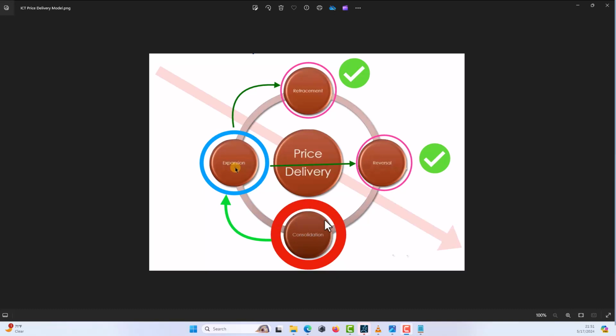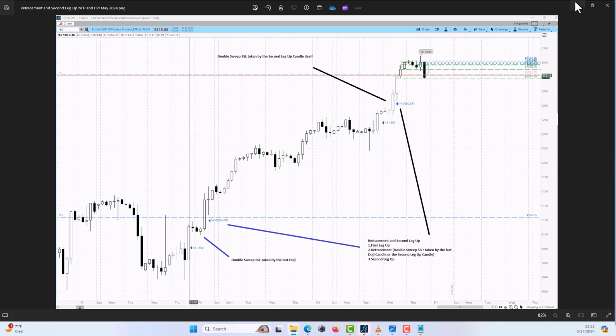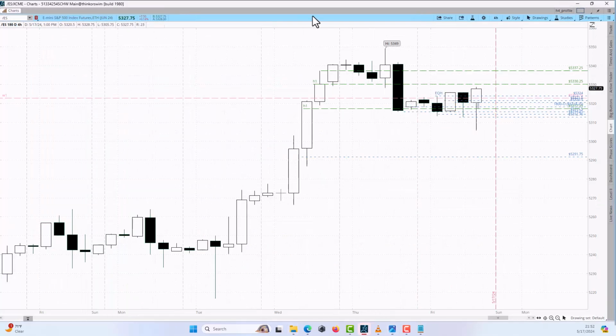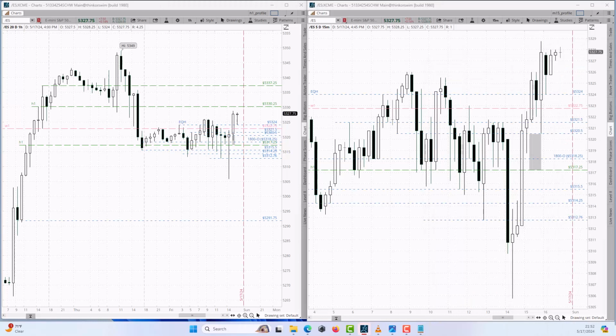Basically it starts from consolidation, right? It goes to expansion, and then from expansion it goes to reversal. Retracement. Retracement, it can go to expansion again, or from retracement it can go to reversal. So that's the second scenario we're looking for. All right, that's the 4-hour time frame.